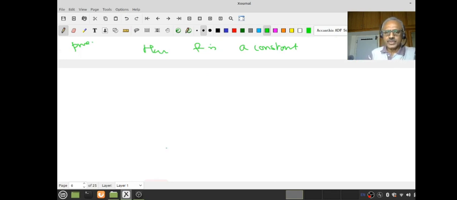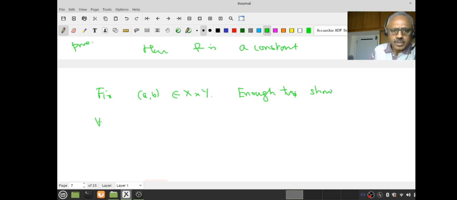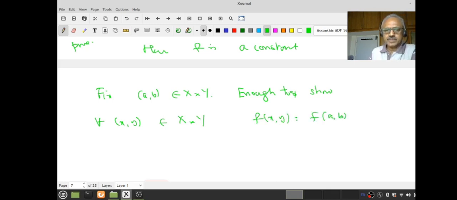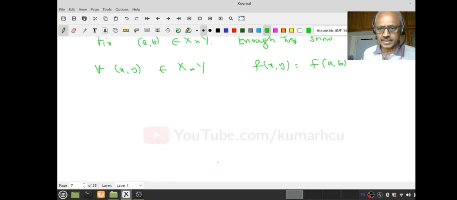Now how am I going to prove that? The way I want to prove that is, fix a comma b in x cross y. So it is enough to show for all x y in x cross y, f of x y equals f of a b. Then f becomes a constant. Do you understand that? Now how am I going to do that? I will first explain with a picture, because the simplicity of this argument should not be lost by verbose writing. So let me just look at that argument.